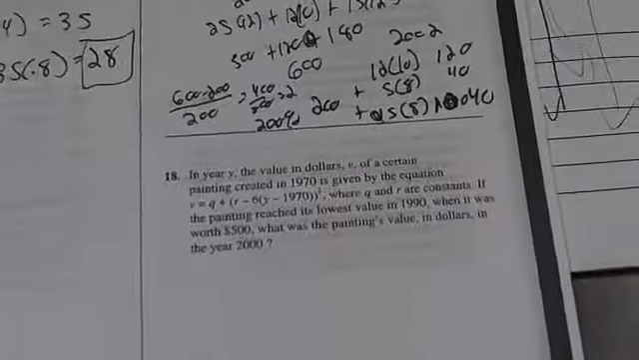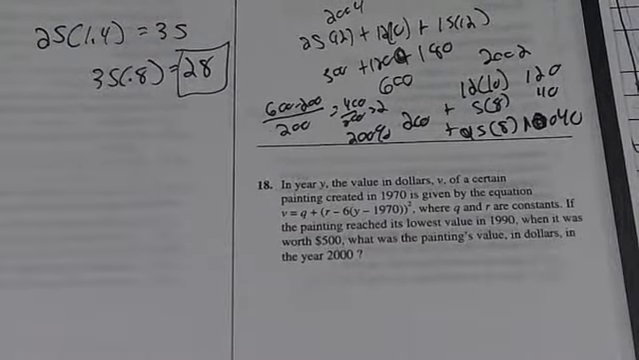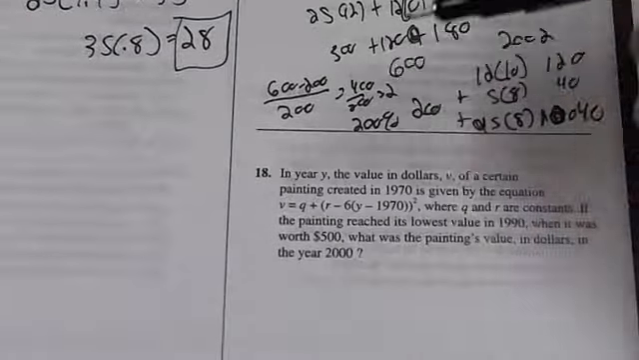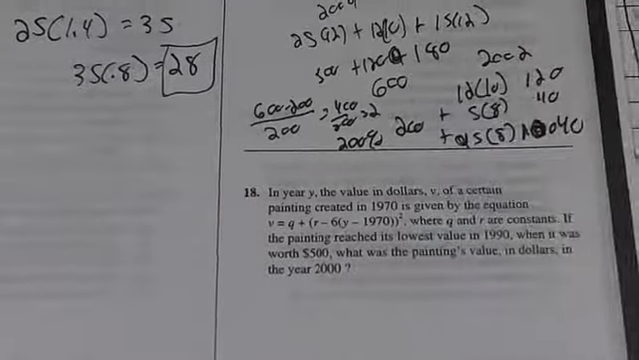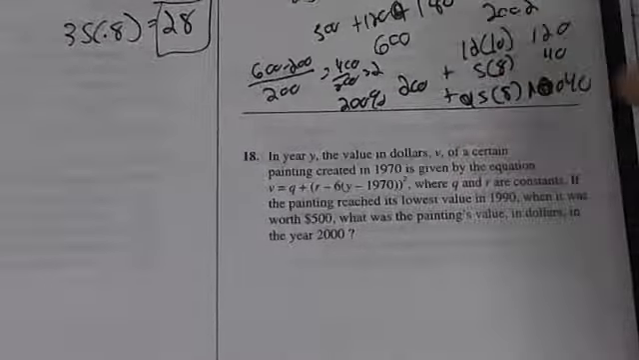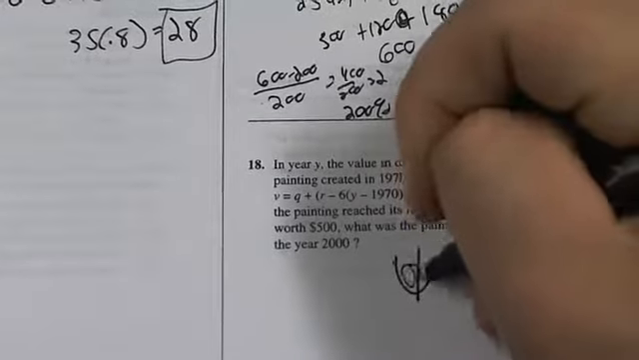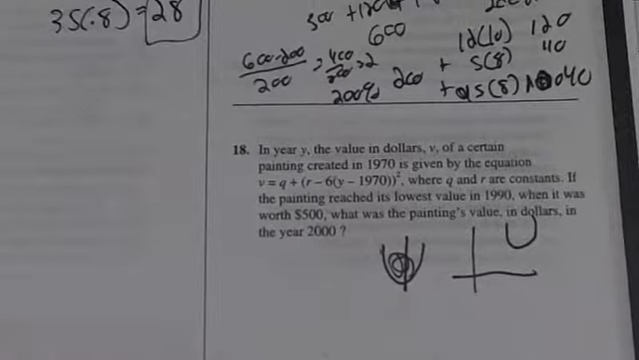All right, number 18. Number 18 was pretty difficult. I don't think anybody answered number 18. All right, so V, which is the value, is equal to Q plus R minus 6 times Y minus 1970, the whole thing squared. So this is a parabola. So this parabola is going to look something like this.